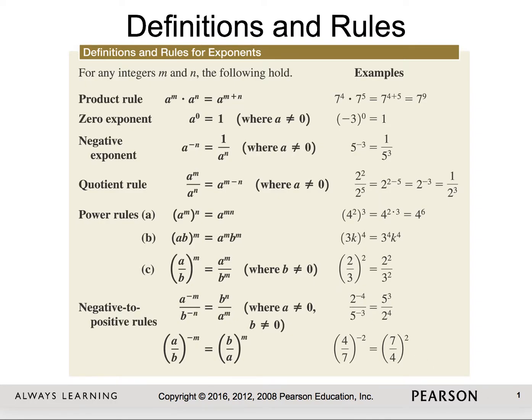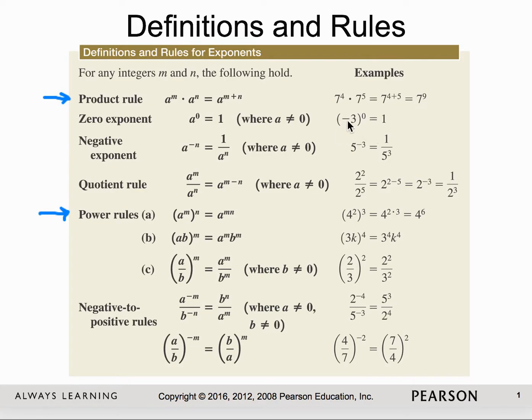Okay, so we're going to keep talking about our exponent rules. If you recall from last time, we did the product rule and the power rules. Today, we want to introduce the idea of what it means to be a zero exponent. Anytime your exponent is zero, your answer is 1. Anything to the zero power is 1.